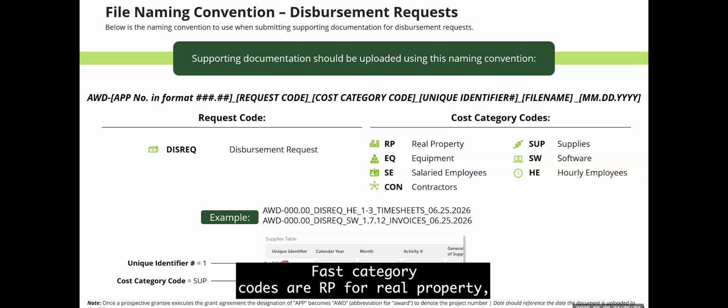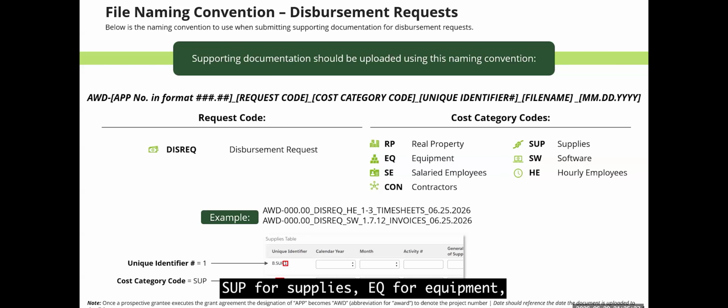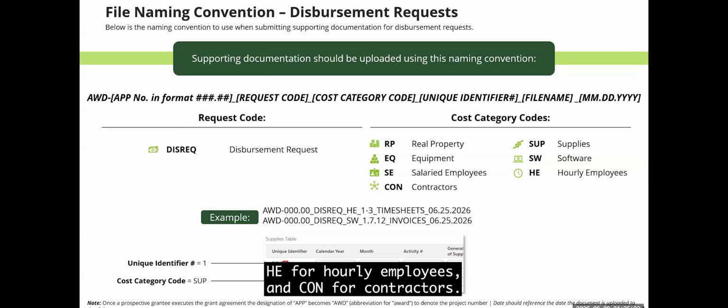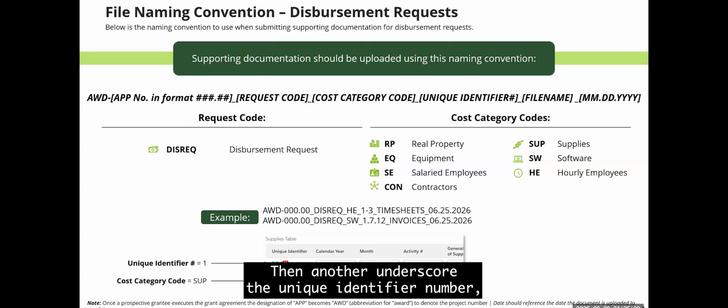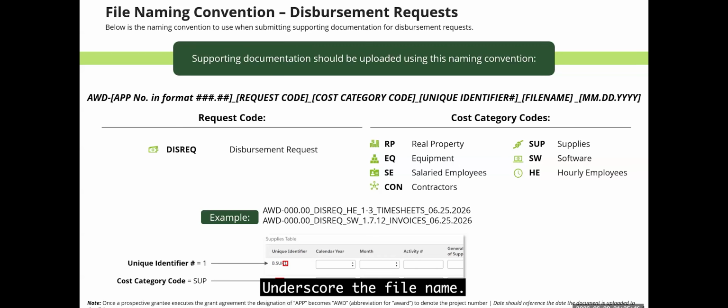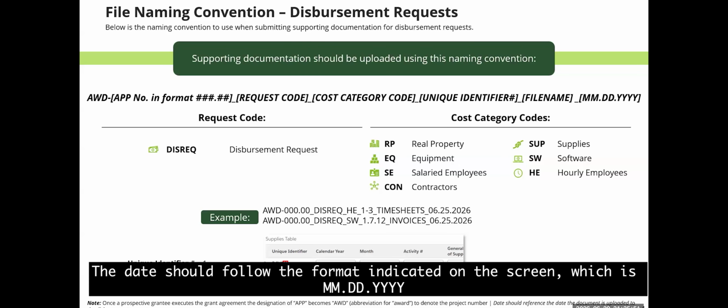Cost category codes are RP for real property, SUP for supplies, EQ for equipment, SW for software, SE for salaried employees, HE for hourly employees, and CON for contractors. Then another underscore the unique identify number, which is the line number the file corresponds to, underscore the file name, underscore the date of upload. The date should follow the format indicated on the screen, which is mm.dd.yyyy.